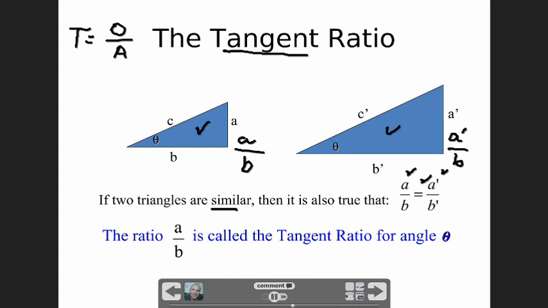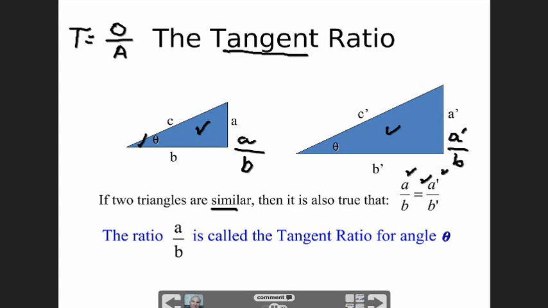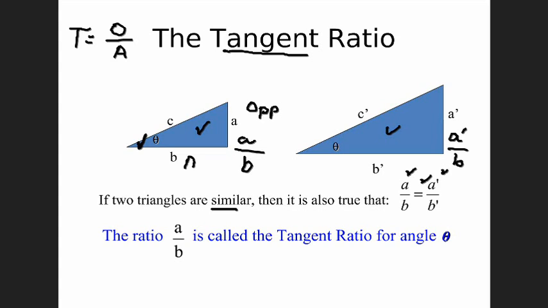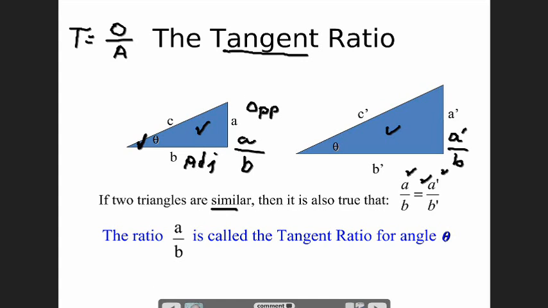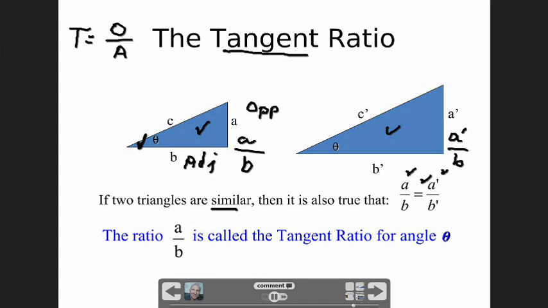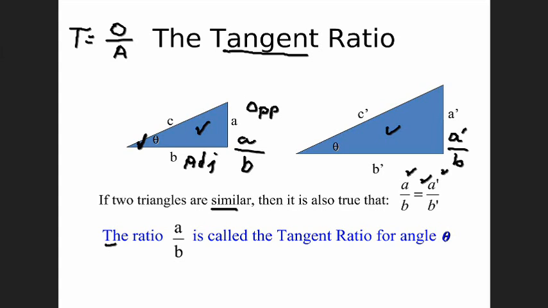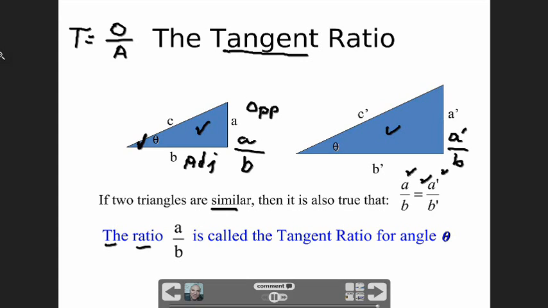And I think we've done that pretty well. The ratio A and B is called the tangent ratio for this angle right here. And again, we're talking from this point right here, so therefore this would be equal to the opposite over the adjacent. Now, we did this in class. I know this is just a tutorial, but if you're following your notes, you should see where this is coming from. And once again, it says the ratio A over B is called the tangent ratio, also called the opposite over the adjacent.